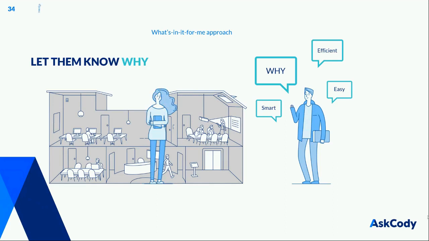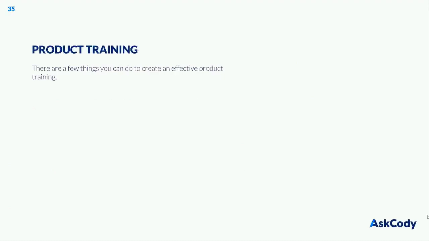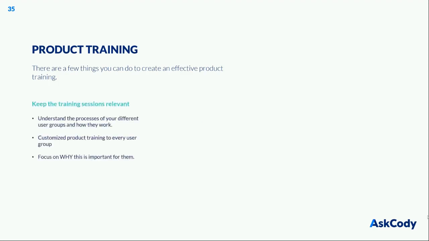The last tip, product training. Product training is a key part on your way to creating a successful adoption program. Having training sessions is a great tool to set your employees up for success when they start their new journey with the add-ins. There are a few things that you can do to create an effective product training, and here are some tips. Keep the training sessions relevant.